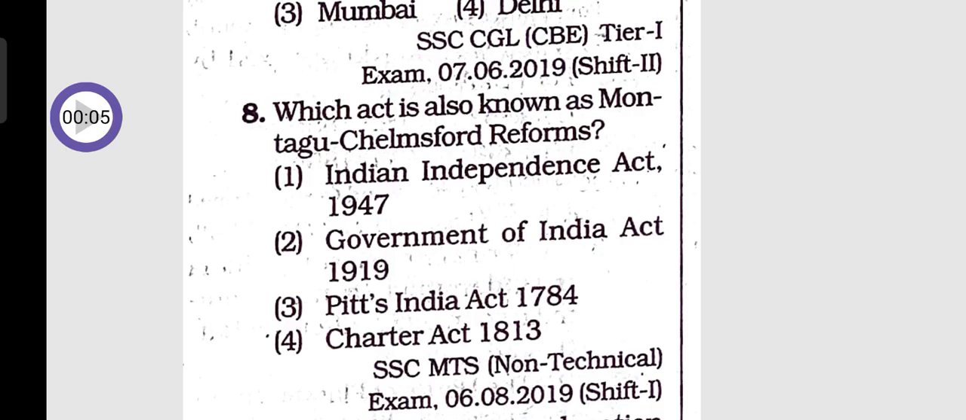Question number 8. Which act is also known as Montague-Chelmsford reforms? Option 1, Indian Independence Act 1947. Option 2, Government of India Act 1919. Option 3, Pitt's India Act 1784. Option 4, Charter Act 1813.